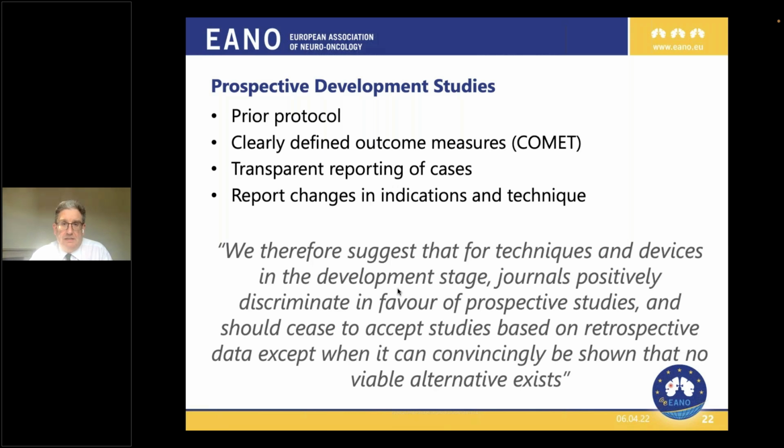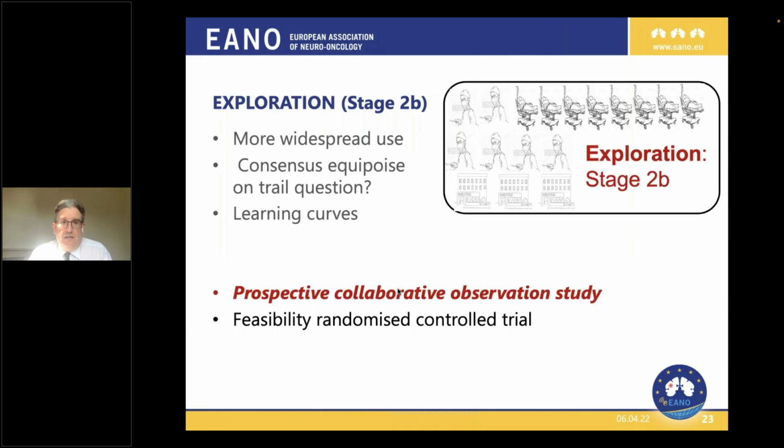And it is these changes in your indications and your technique which are really the important thing for this kind of study. And one of the things that the IDEAL collaboration has recommended is that for these techniques and devices in the development phases, they're working with journals to positively discriminate in favor of these prospective studies, and to stop the acceptance of studies on retrospective data, so the usual case studies that we tend to publish, except when no viable alternative exists. So by the end of that stage, you should have a method that can be taken to other units and other surgeons.